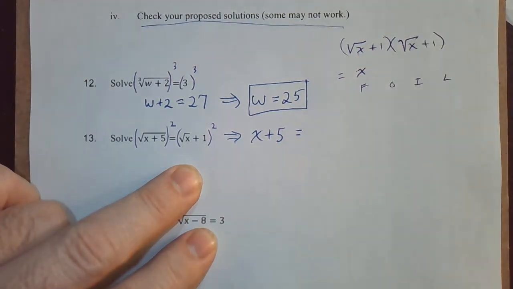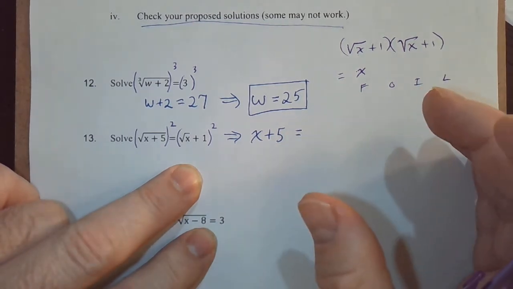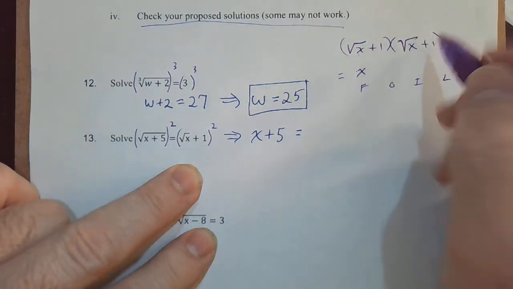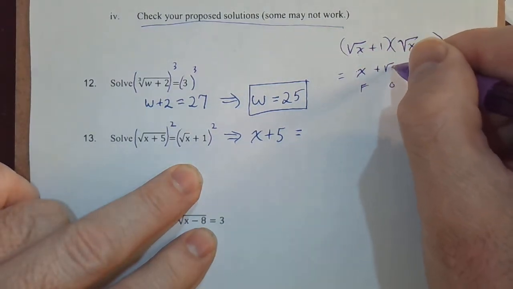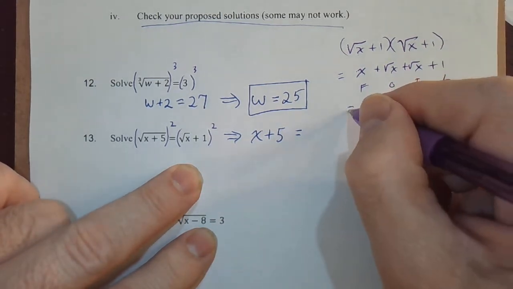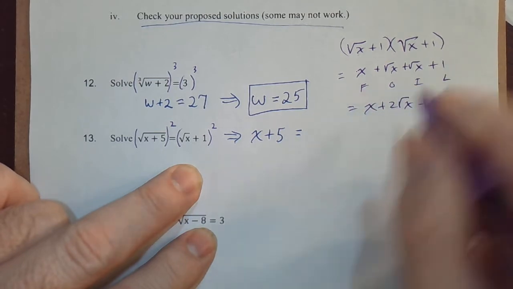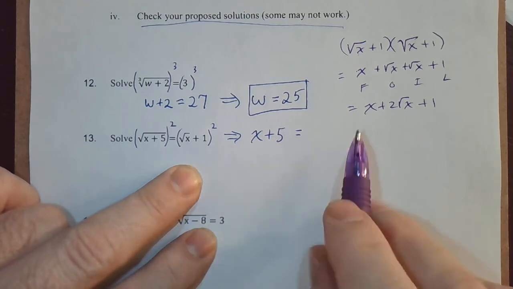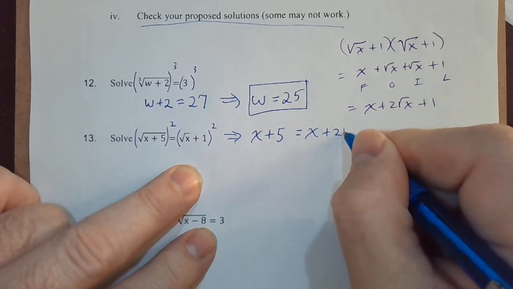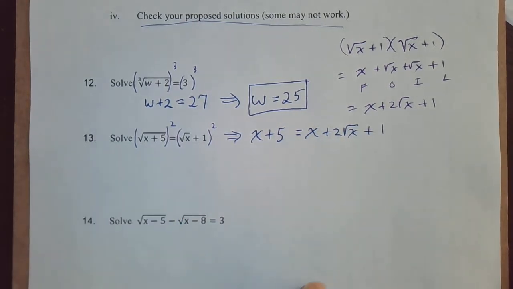That's like saying the square root of 10 times the square root of 10 would be the square root of 100, which is 10. Outer and inner are the same. It's radical x times 1, which is plus radical x, and then plus 1. So simplified, we would get x plus 2 radical x plus 1. That's going to be the right-hand side. So x plus 2 radical x plus 1. And now we're going to simplify this.